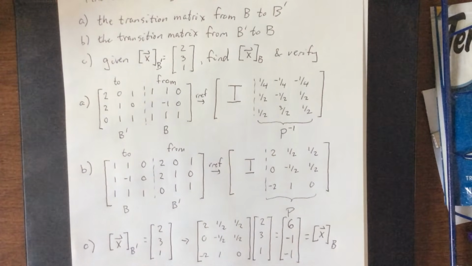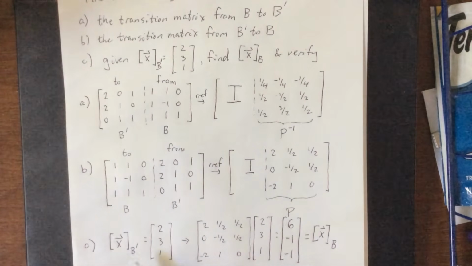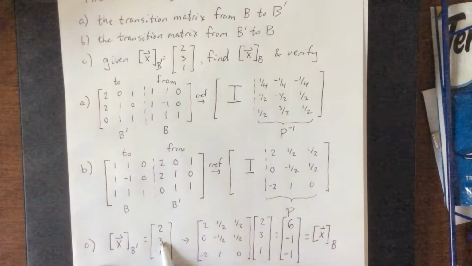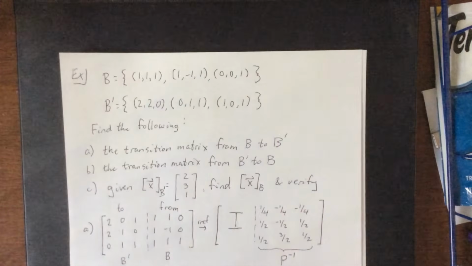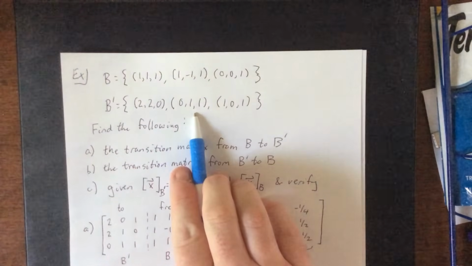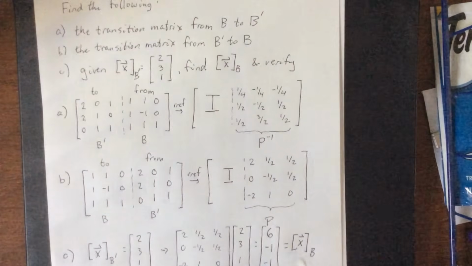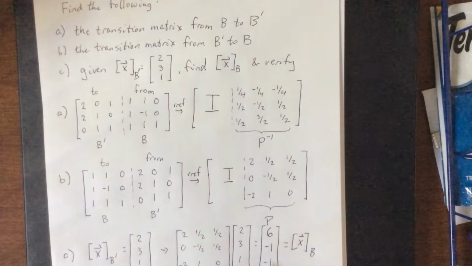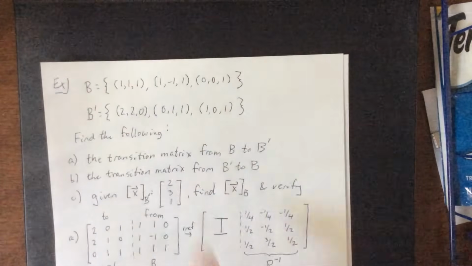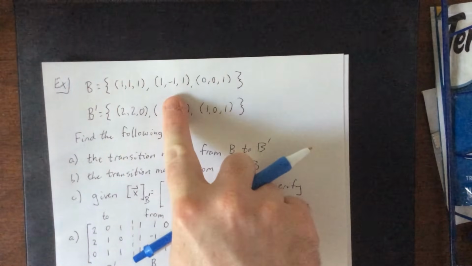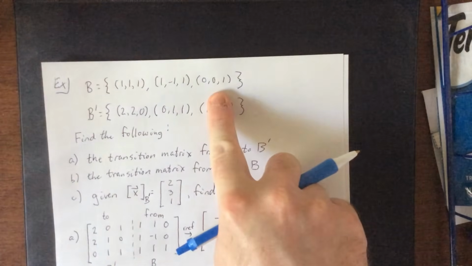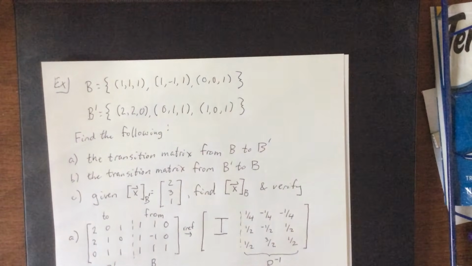Now here is how we check our answer. What we're saying is that for basis B prime with this 2, 3, 1, we have 2 of these, 3 of these, and 1 of these. For basis B, what we're saying with 6, negative 1, negative 1 is that we have 6 of these, minus 1 of these, minus 1 of these. So what I'm going to do is attempt to set that up.